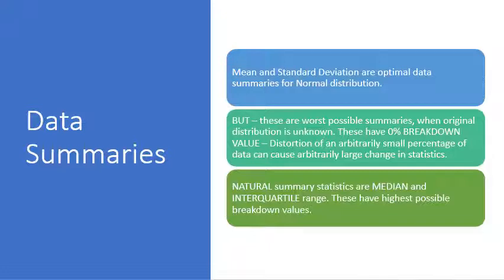As opposed to this, natural summary statistics are the median and interquartile range, and these have high breakdown values. So an unconventional source, such as mine, would omit discussion of the mean and the standard deviation and replace them by the median and the interquartile range.